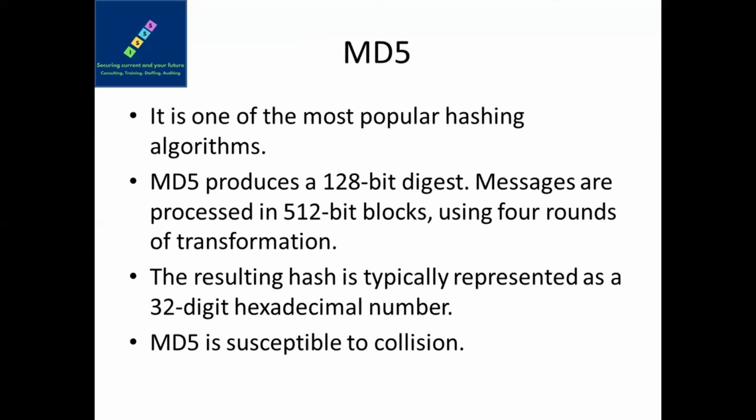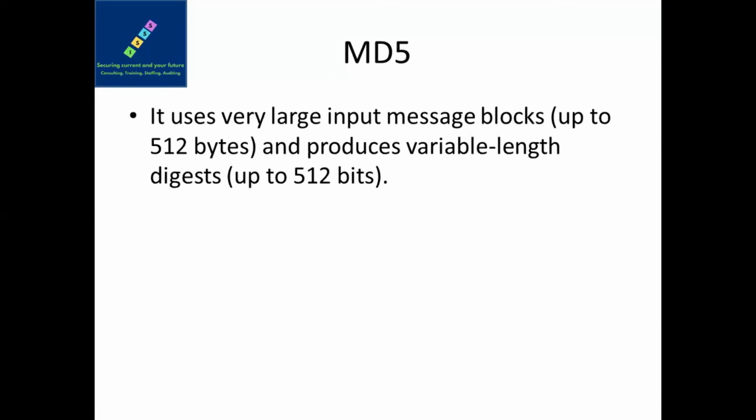128-bit digest. Messages are processed in 512-bit blocks, like how the encryption was on 64-bit blocks. MD5 works on 512-bit blocks, with 4 rounds of transformation until the output is actually produced. The output is represented as a 32-digit hexadecimal.